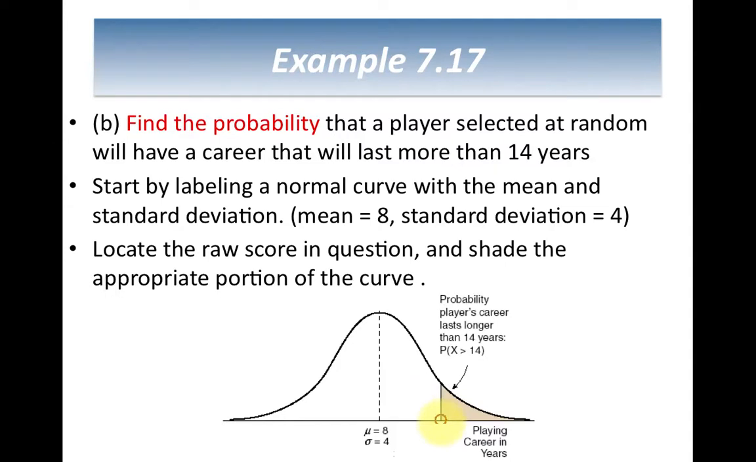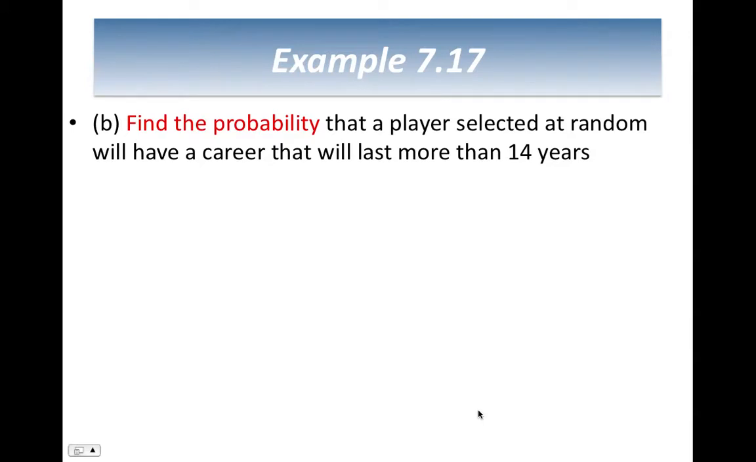14 is on the right side of 8. We're going to make a vertical line, and then we're going to shade the area all the way to basically positive infinity, from 14 to positive infinity, indicating that we're finding an area or a proportion of area for more than 14 years. More than meaning greater than, which is to the right. Okay, so we're going to go to our calculator.